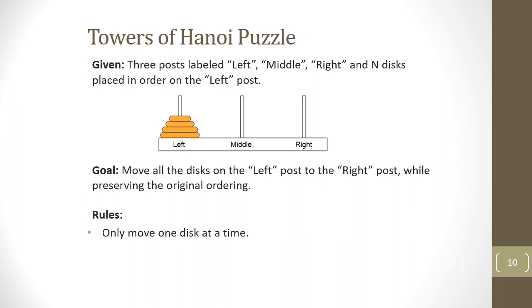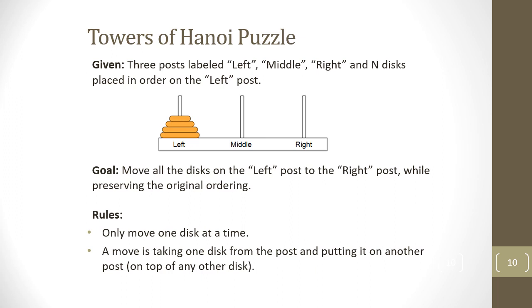So what are the rules of the game? Only one disk can be moved at a time. A move is taking one disk from a post and putting it on another post on top of any other disk. So we cannot put a disk on the side. We have to put it in one of the posts. And we cannot put a larger disk on top of a smaller disk. So these are the three rules which we need to follow to move n number of disks from the left post to the right post.